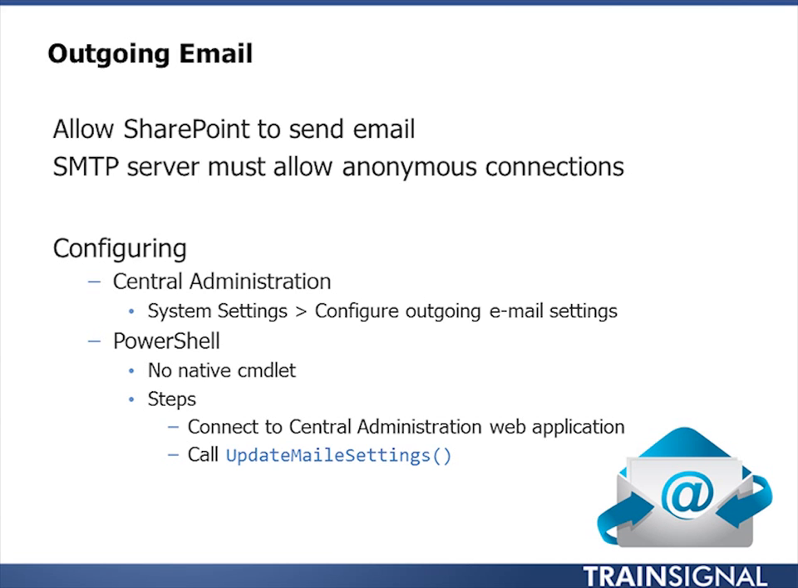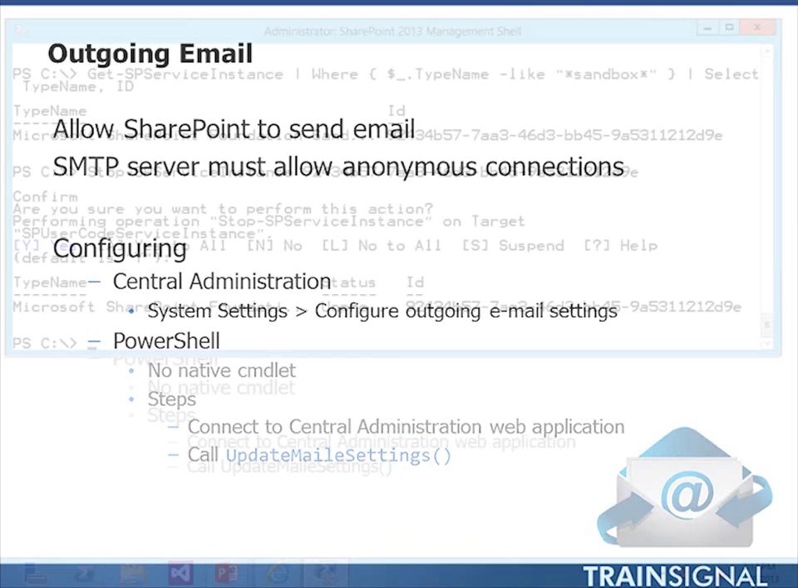Now, if I want to configure this in PowerShell, then I can do that by actually connecting to the web application, calling the appropriate functions, which in this case is going to be UpdateMailSettings, or in Central Administration, I could just navigate to System Settings and then configure outgoing email. Let's do this. Let's go into PowerShell first, do our configuration, and then let's go into Central Administration and see the fact that it's saved there.